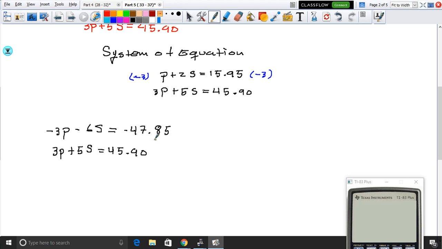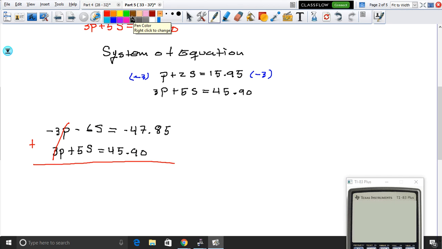Now, why did we multiply negative 3 on the top? Because notice what's going to happen if you add both equations now. Because again, you want to eliminate a variable. That's why we multiply by negative 3 on the first, because now notice what's going to happen with the P's here. If you decide to add the equations, negative 3P plus 3P, they will cancel out. The P's will cancel out.